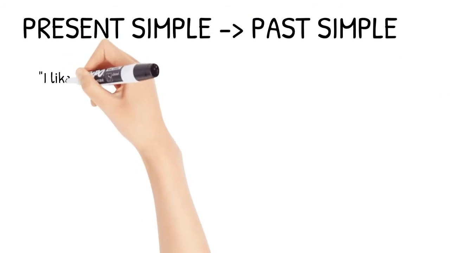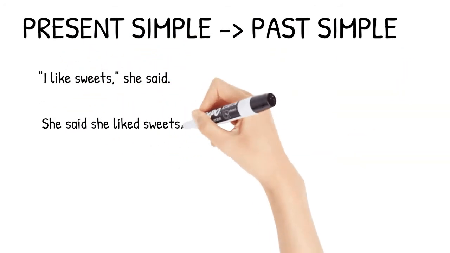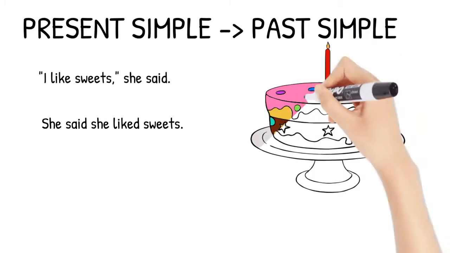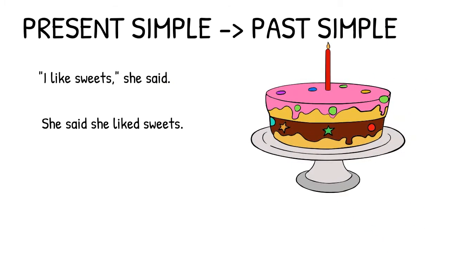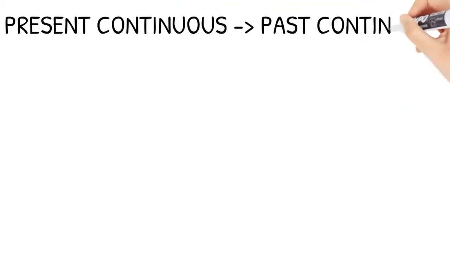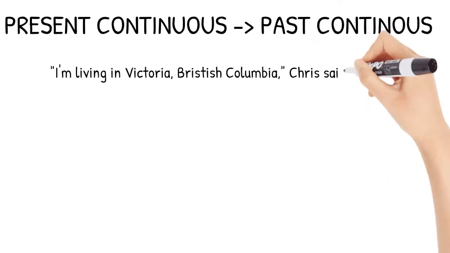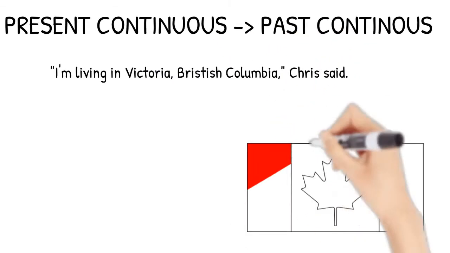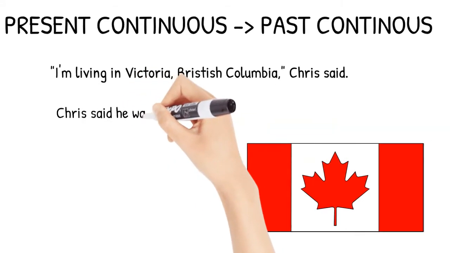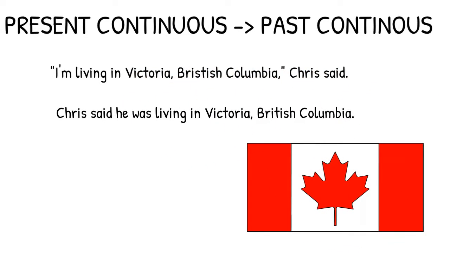So the present simple turns to the simple past. For example, "I like sweets," she said. She said she liked sweets. The present continuous turns into the past continuous. Example sentence: "I'm living in Victoria, British Columbia," Chris said. Chris said he was living in Victoria, British Columbia.